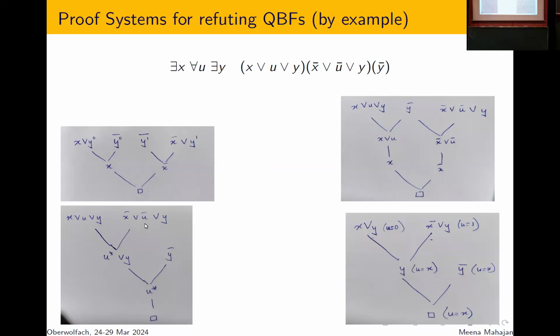Which copy of y are we talking about? Here, the universal variables appear separately as partial functions. I can use the clause x or y in the context when u has been set to 0. When u has been set to 0, this clause can only be satisfied if the x or y part is satisfied. I can use the clause x bar or y in the context when u is set to 1. And now I can derive the clause y by resolving on x.